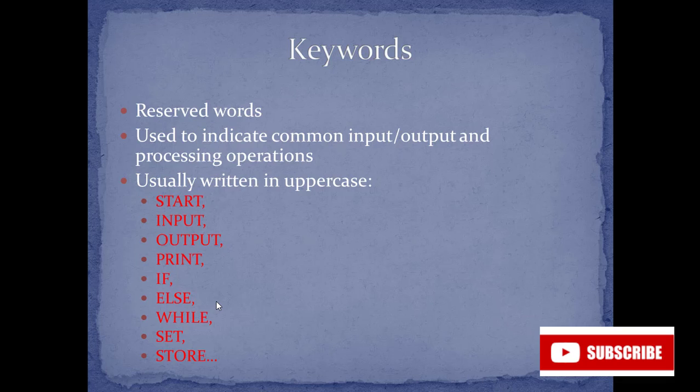As its name implies, a keyword is a reserved word. When writing algorithms, keywords are used to indicate common inputs and outputs and processing operations. When the computer sees a keyword, it knows that keyword is for execution. How to identify a keyword in an algorithm? Usually it appears in capital letters, while the rest of the program or algorithm appears in small letters. They include start, input, output, print, if, else, while, set, store, and a host of others.